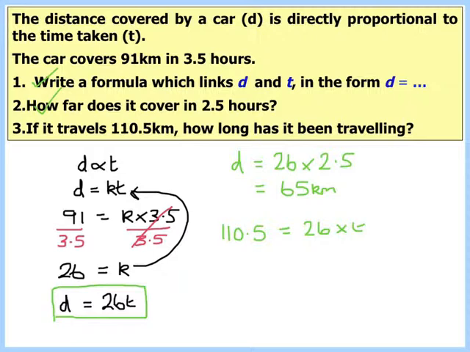So to do that, we need to get rid of the 26 to get the t on its own. So we'll divide both sides by 26. And that will get rid of that. And that will leave us with t equals whatever 110.5 divided by 26 is. It is 4.25, so 4¼ hours. And that's direct proportion for you.